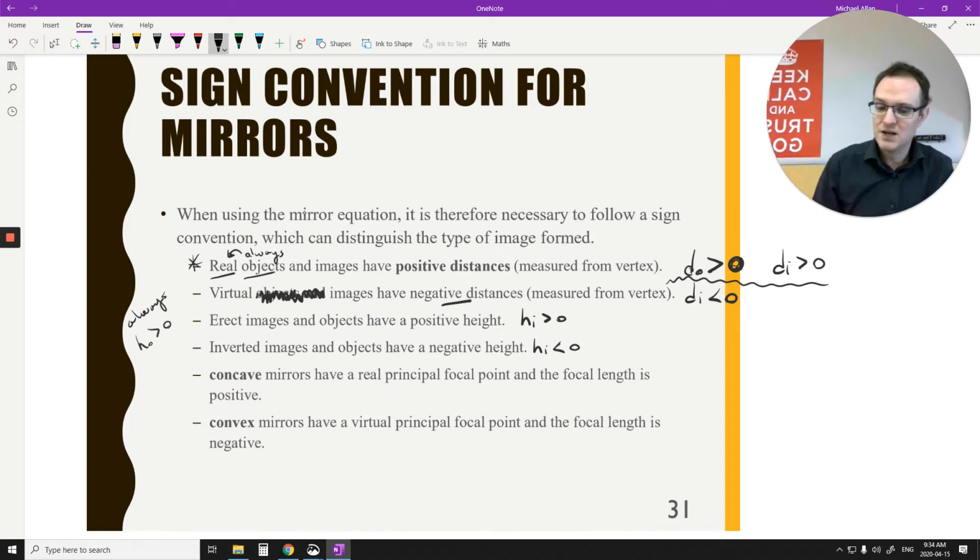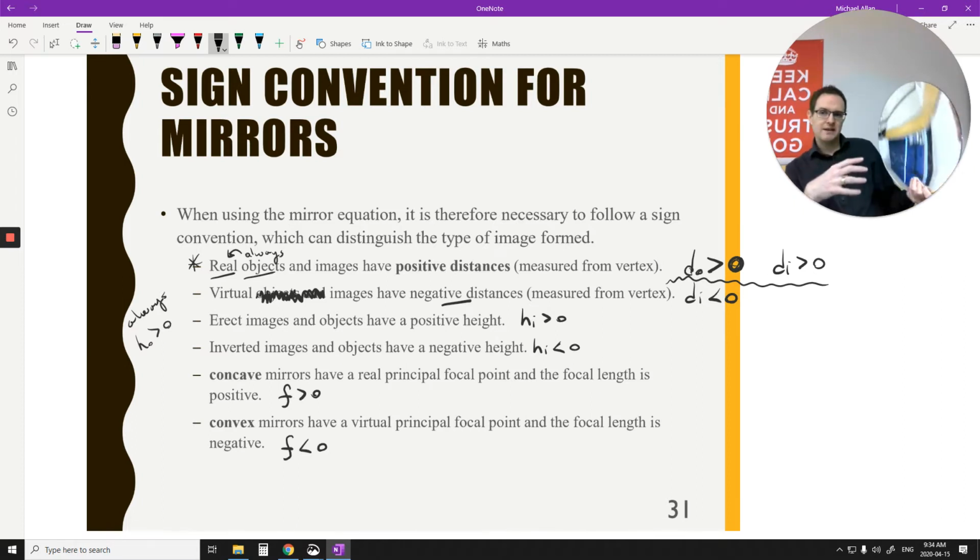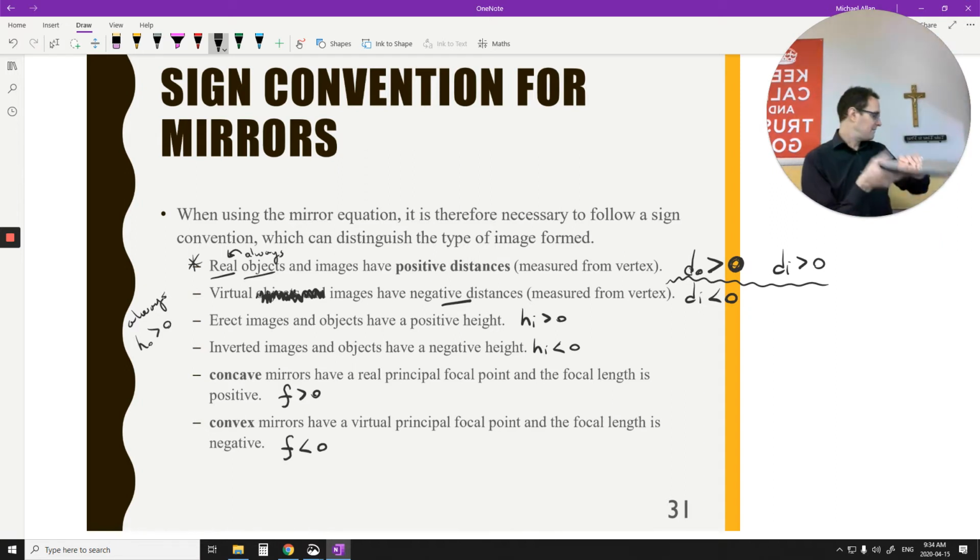Now, the two types of mirrors we talked about are concave mirrors. A concave mirror has a focal length that is a positive number, and a convex mirror has a focal length that is a negative number. You can think of this logically about where the focal length is. The focal length is on the same side as the observer. So it's on this side. So I'm here, I'm looking at the mirror. That's where the focal length is on the same side.